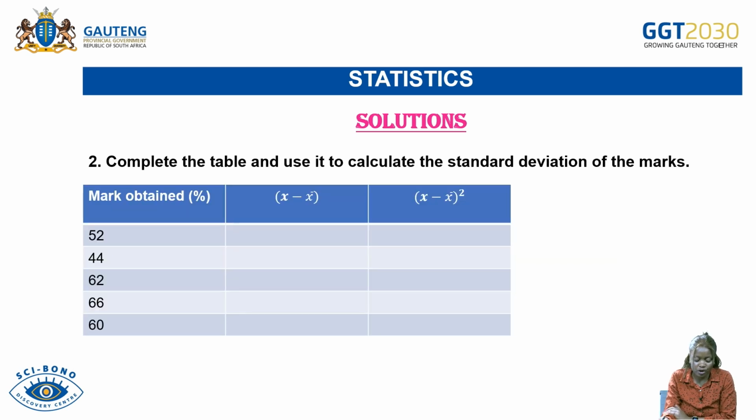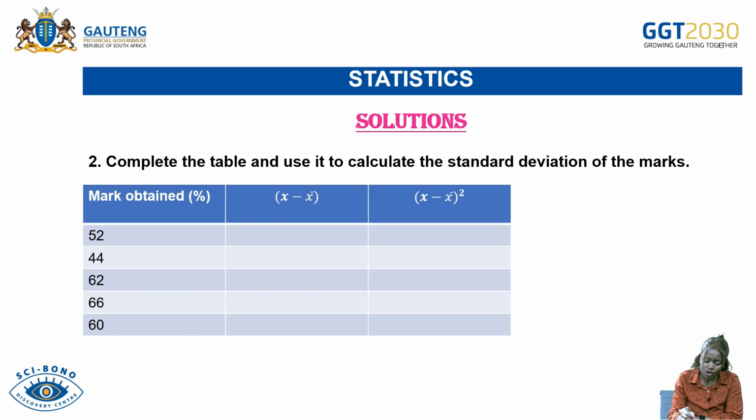Moving to the second question, now they're saying complete the table and use it to calculate the standard deviation of the marks. Remember, in your exam, maybe they wouldn't say find the mean first and then find the standard deviation, or maybe they give you a table and say complete it to find the standard deviation. When you are finding the standard deviation manually, you need to find the mean first without anyone having to tell you.